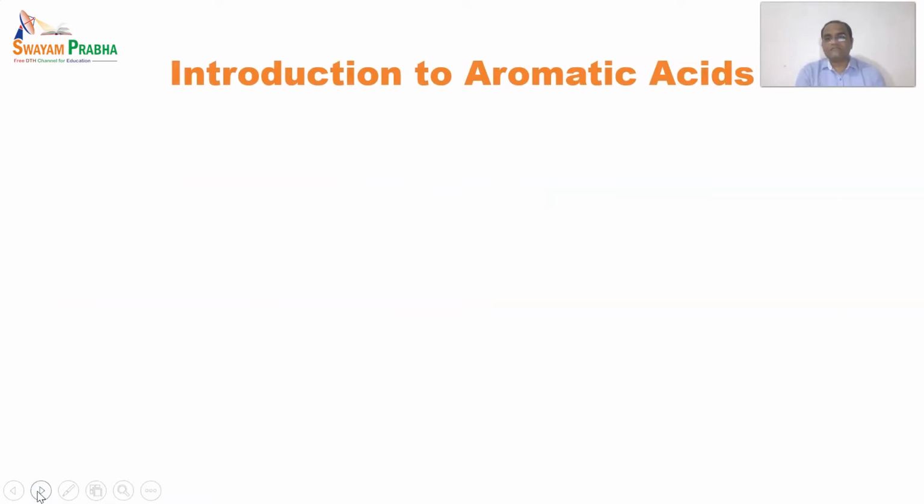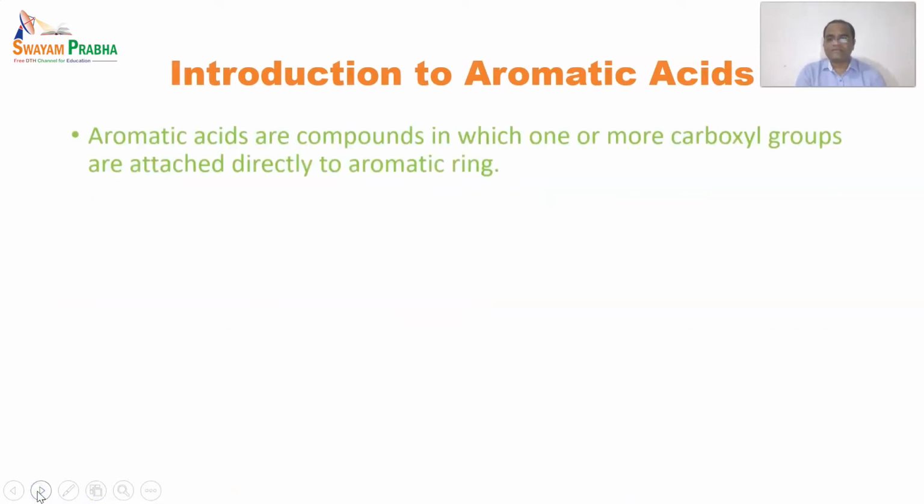So let's firstly see the introduction to aromatic acid. Already you might be knowing what aliphatic acids are. In organic chemistry there is only one type of acid. In inorganic chemistry, you might have come across HCl, H2SO4. These are kinds of inorganic acids. When it comes to an organic acid, there is only one functional group said to be an acid, that is carboxylic acid.